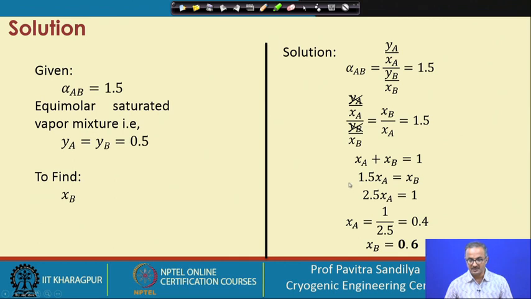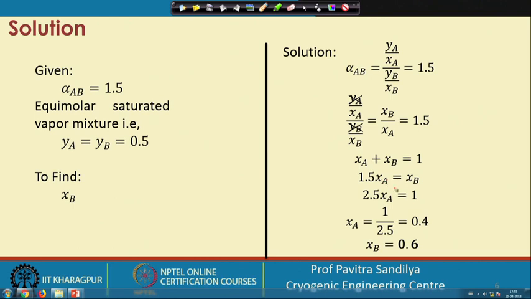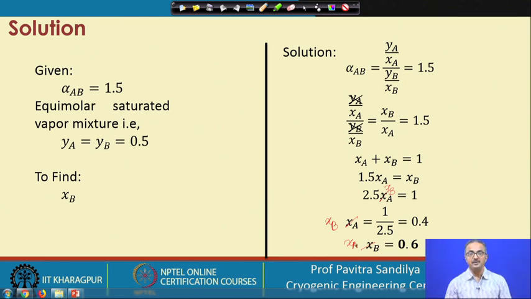There is a small mistake here. It will be 1.5 Xb plus Xb, that is 2.5 Xb. So, instead of Xa, please read it as Xb. So this will be Xb, and this is Xb and this is Xa. Now, you can also check this internally, because the alpha value is 1.5, so Xa has to be more than Xb. So we are finding this.